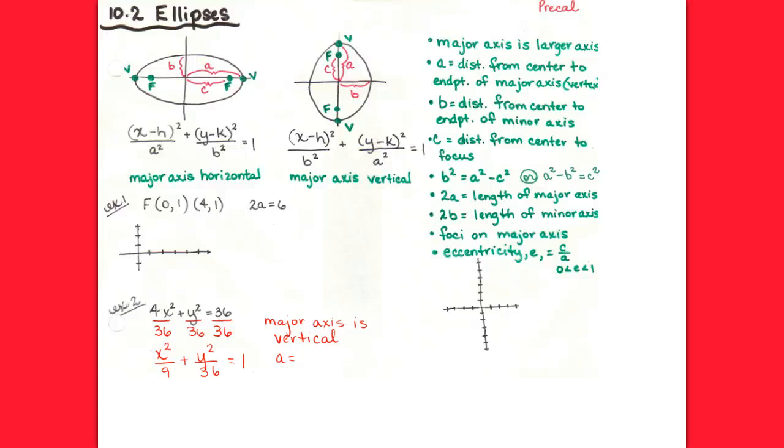All right, so if this is the equation that I'm working with then, major axis vertical, notice that what's under y squared is a squared. So down here, what's under y squared for us is 36. So if a squared is 36, what's a? 6, yes. And same thing, what's underneath x squared is b squared. So what's underneath x squared for us is 9. So what's b? 3.